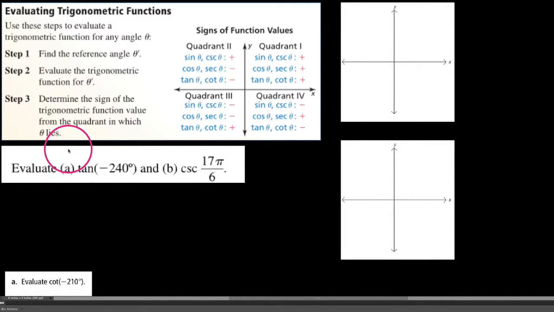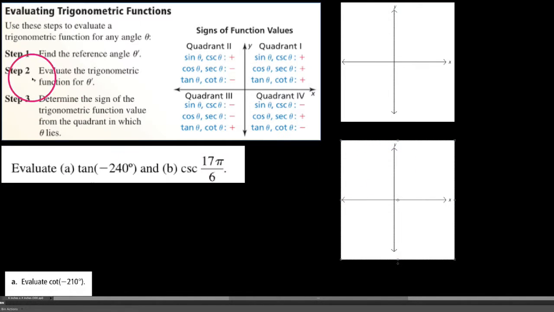Okay, YouTube, in this video we're going to explore how we could use reference angles in order to easily evaluate trig functions like tangent of negative 240 degrees or perhaps the cosecant of 17 pi 16ths. So in order to evaluate using related angles or reference angles, the first thing we're going to have to do is find the reference angle for any of the given angles that we are taking a trig function of.